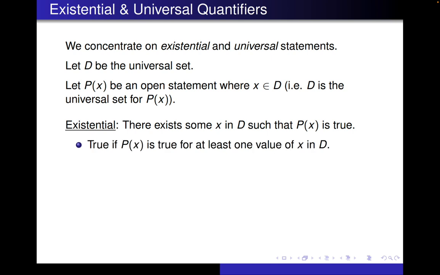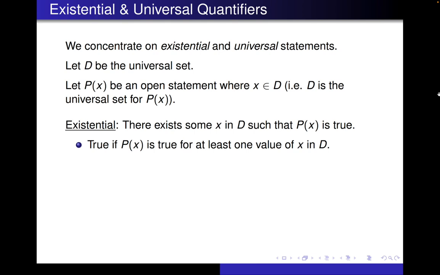So when is this going to be true? When is it going to be false? Well, there exists means it's going to be true if P of X is true for at least one value of X in D. In principle, you have to look at all the values of X in D, but for this one, if you happen to find one X in D that makes it true, you can stop your search, you know it's going to be true.